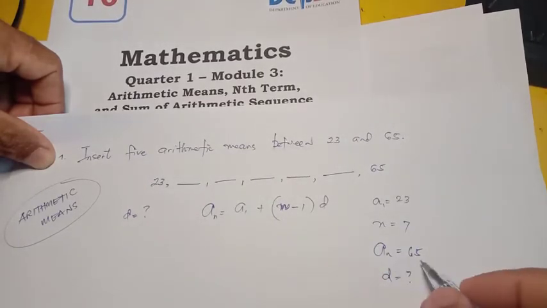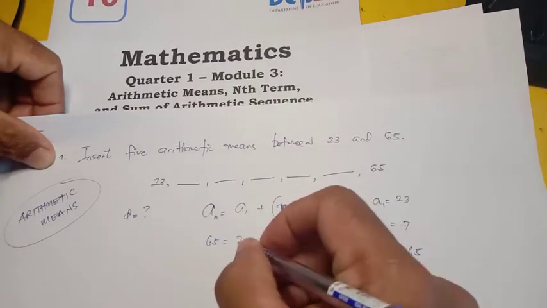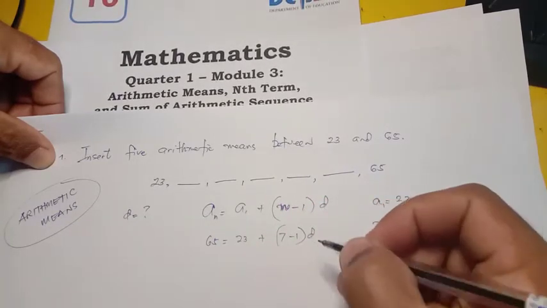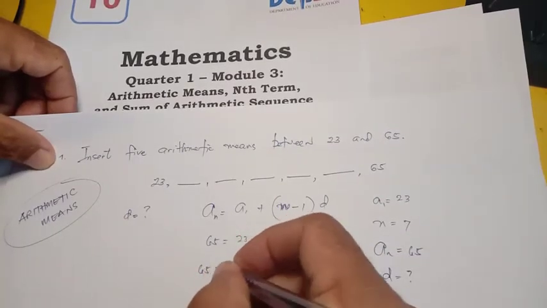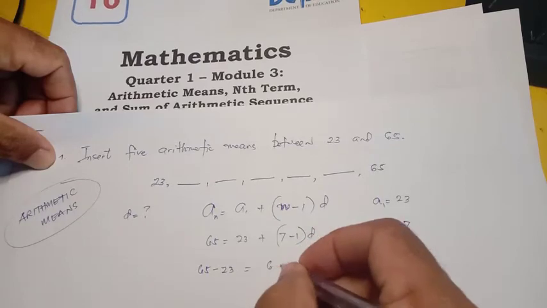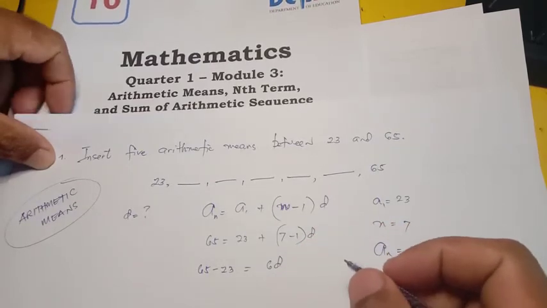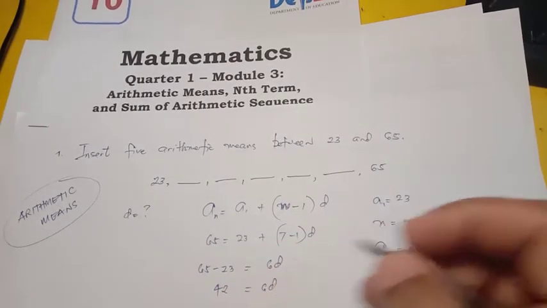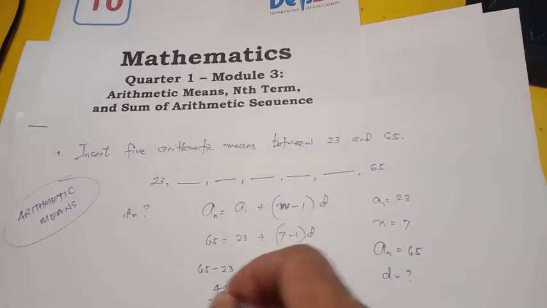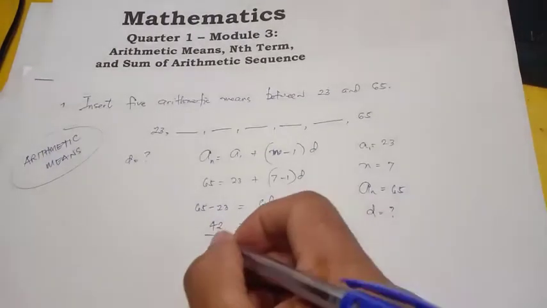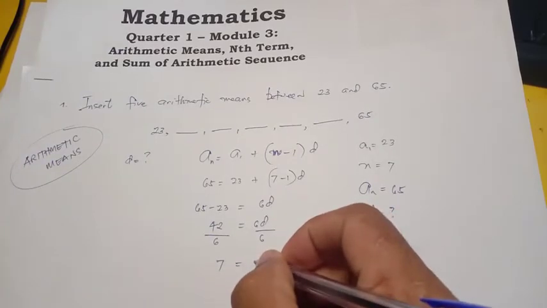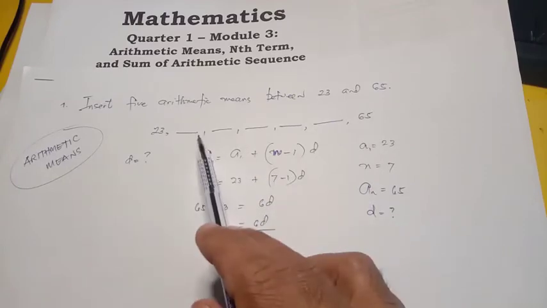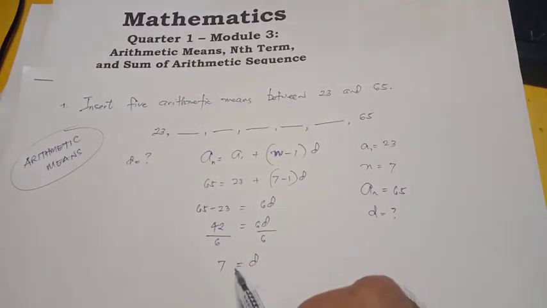So, substitute yung last term: 65 equals the first term plus 7 minus 1 times the common difference. Then 65 minus 23 equals 6D. So 65 minus 23, that is 42, equals 6D. Then divided by 6, 7 equals D. So D is 7.